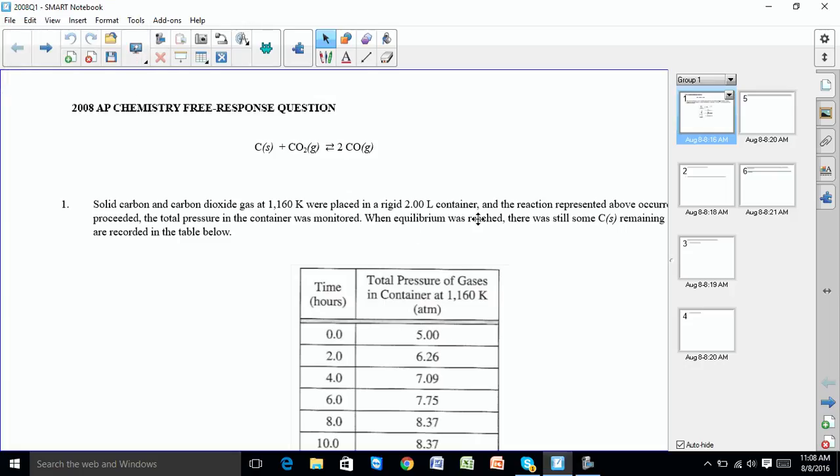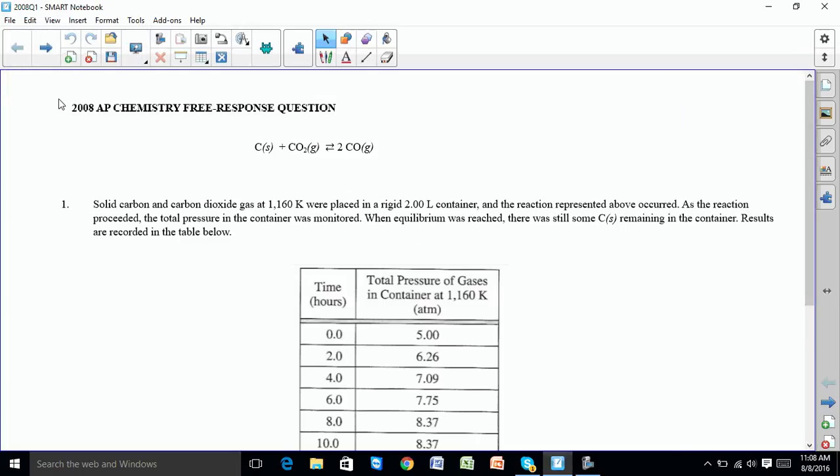Okay, this is one of my favorite equilibrium problems. Couple reasons. First reason is I love the fact that there's a solid in here, because one of the things I hammer on is pure liquids and solids do not enter into equilibrium.